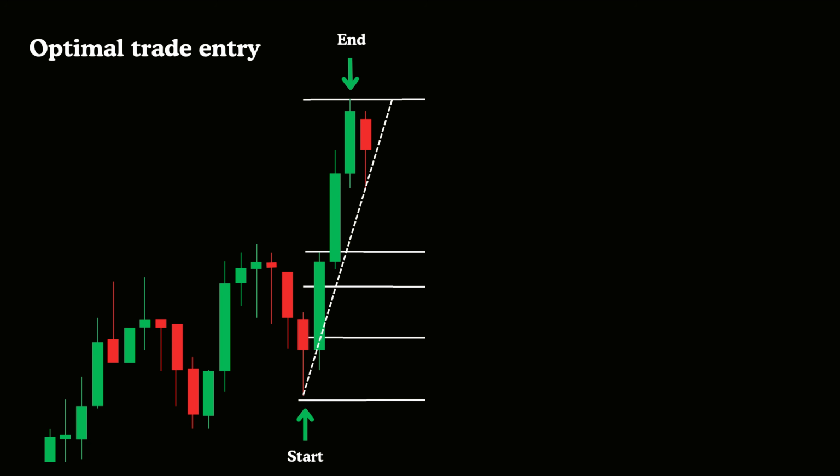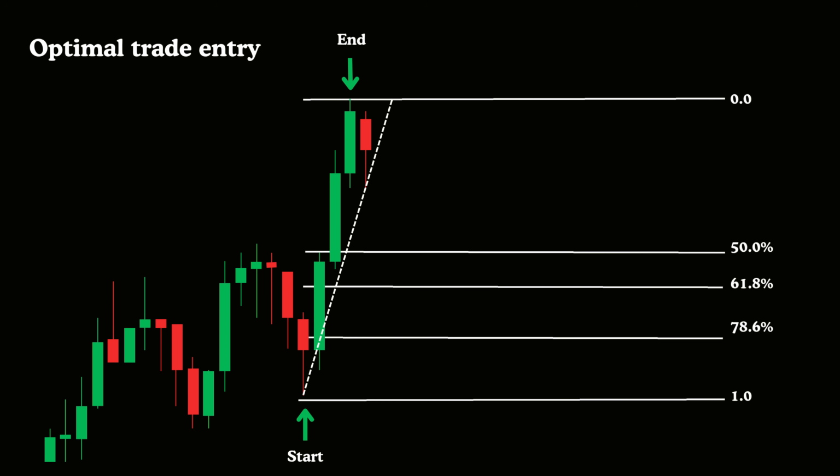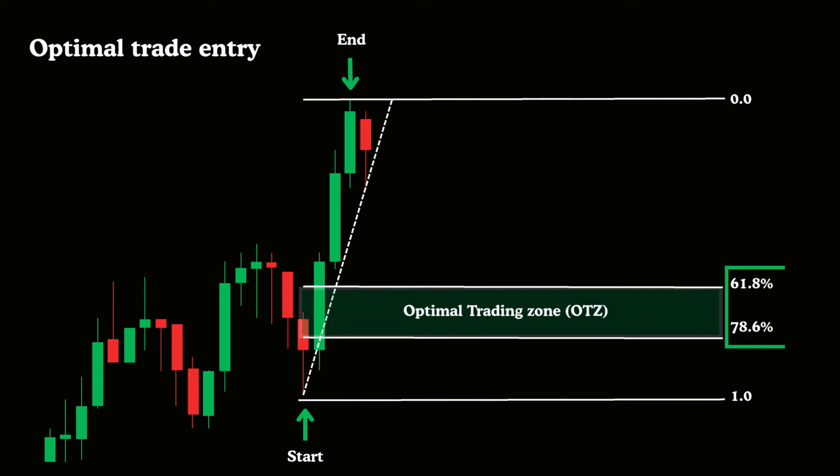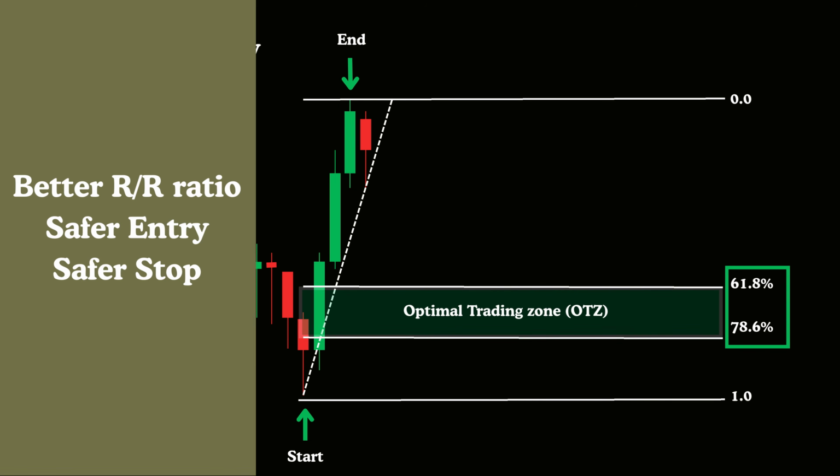This is where Fibonacci retracement levels become invaluable. By applying the Fibonacci tool from the start of the impulsive wave to its peak, we outline the correction range. Several retracement levels appear, each acting as a potential support zone. However, two Fibonacci levels stand out as ICT's optimal trading zone, OTZ: the 61.8% and 78.6% retracements. These levels provide multiple advantages, including improved risk-to-reward ratios, safer entries, and more strategic stop-loss placements.